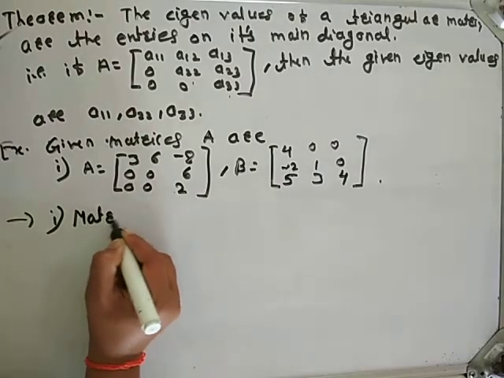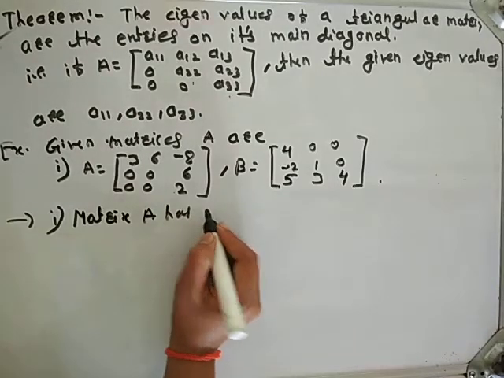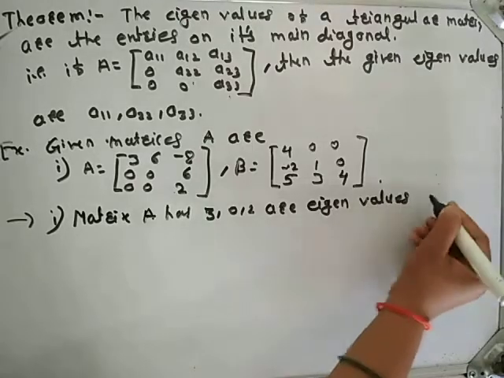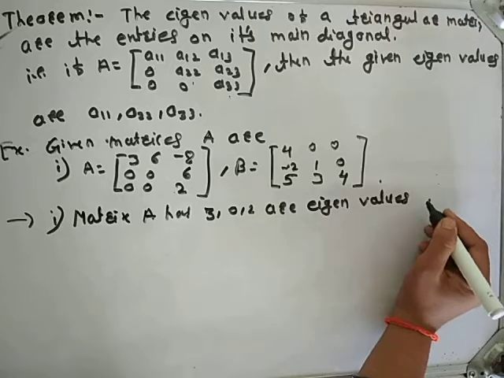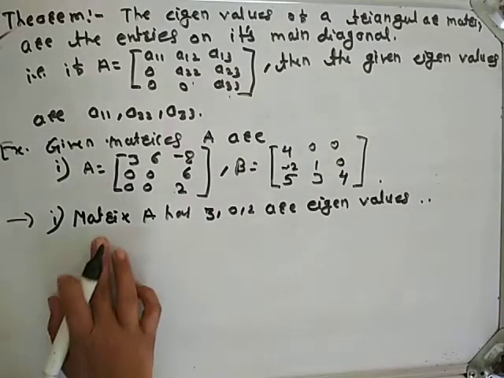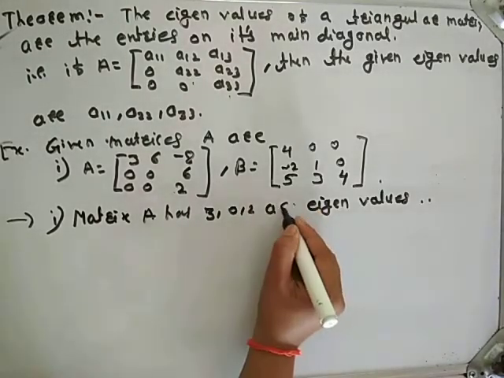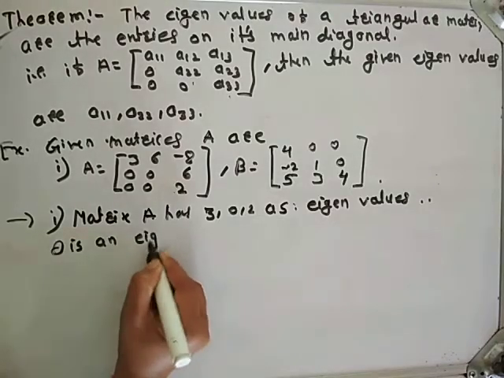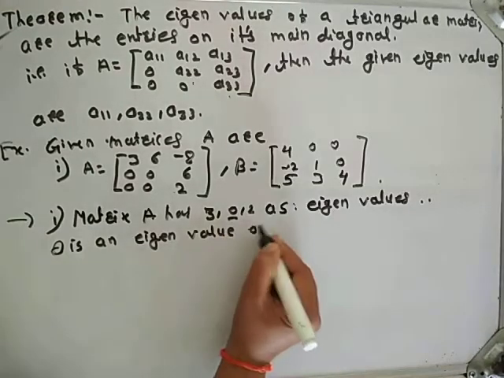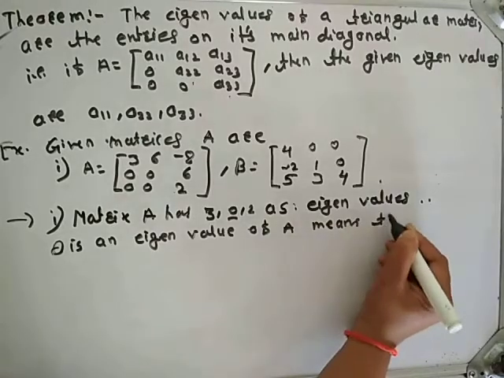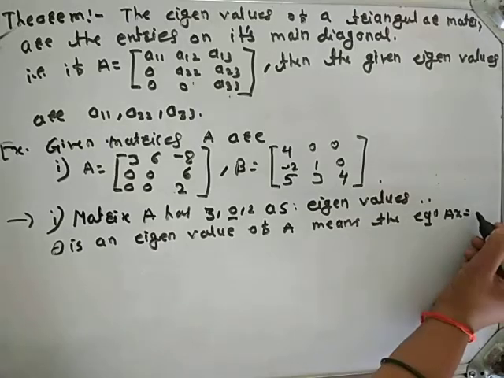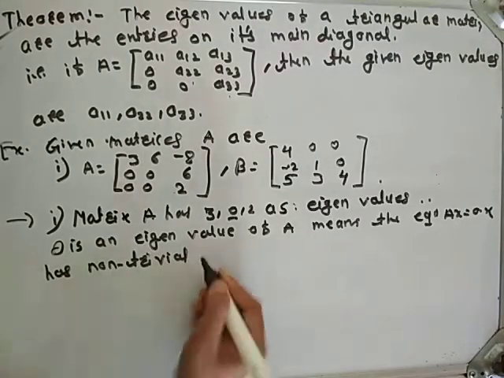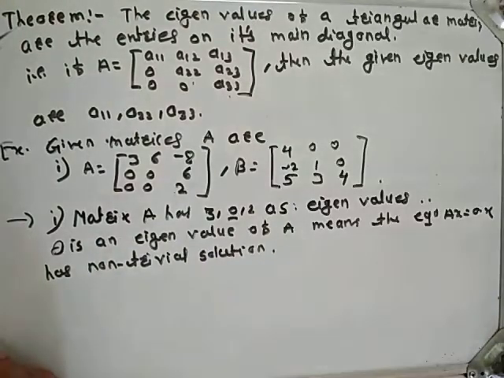So matrix A has 3, 0, 2 as eigenvalues. 0 is an eigenvalue of A, which means the equation Ax equals 0 times x has a non-trivial solution.